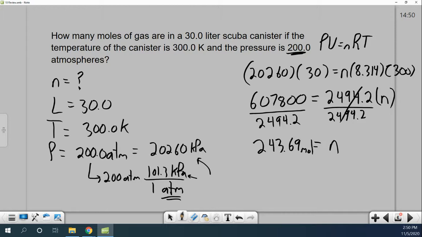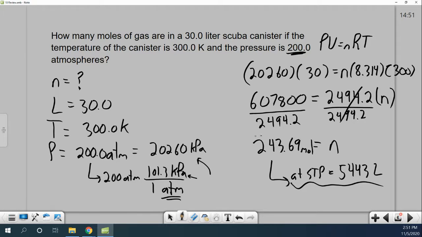243 moles of gas. If you were to think of this not pressurized, 243 moles should take up, well, 22.4 liters each. If this was at STP, just out of curiosity, there would be 5,443 liters of gas in that tank. Whew, that should last you a good long time. That's a lot of moles.